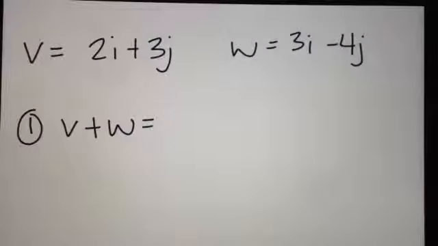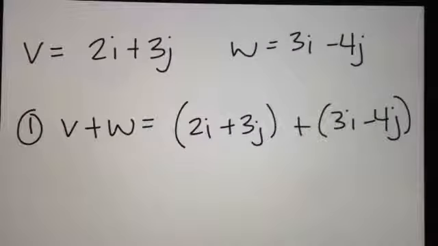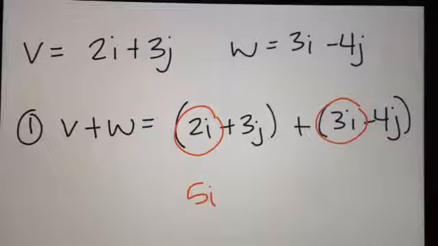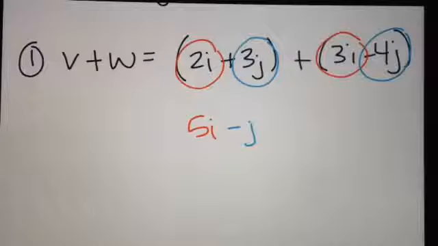If you're doing v plus w, then you have 2i plus 3j, and you're adding that to 3i minus 4j. Here we're just going to combine like terms. So we have 2i and 3i makes 5i, and then we have 3j and negative 4j makes negative 1j, and that's our answer. So the vector v plus w would equal those together.